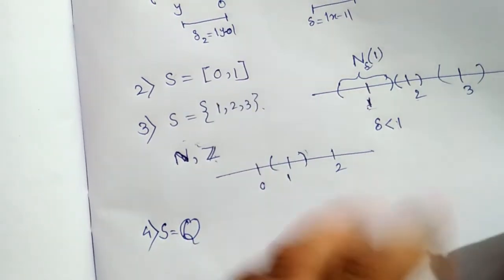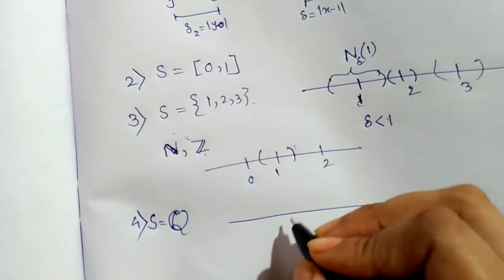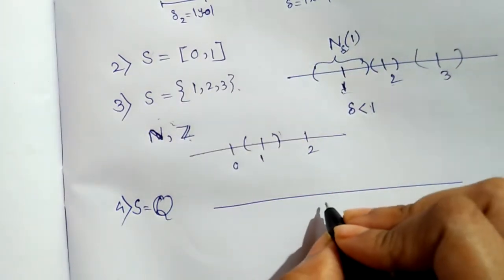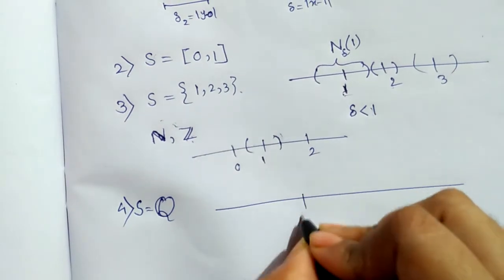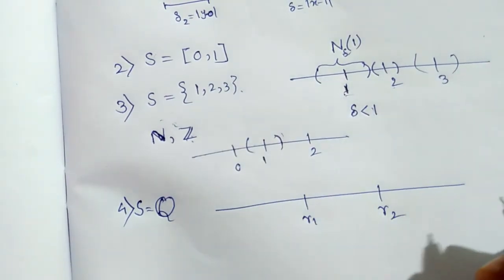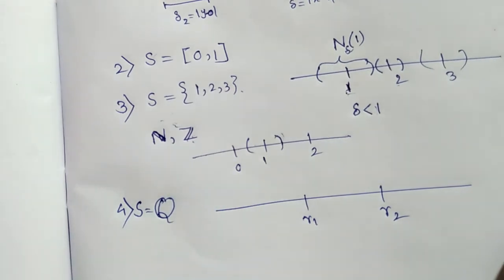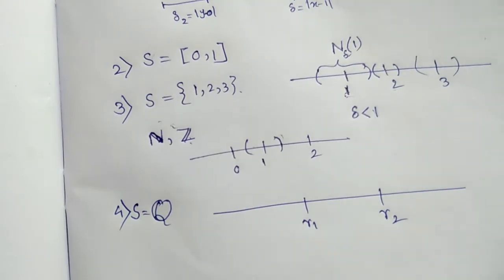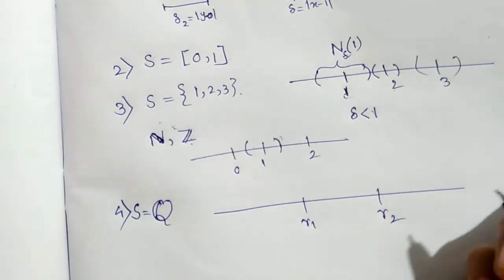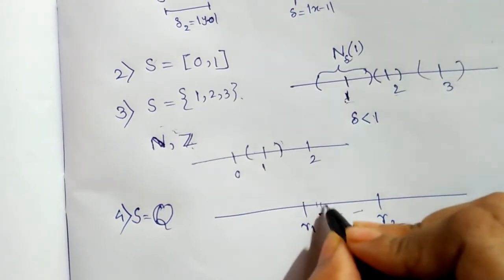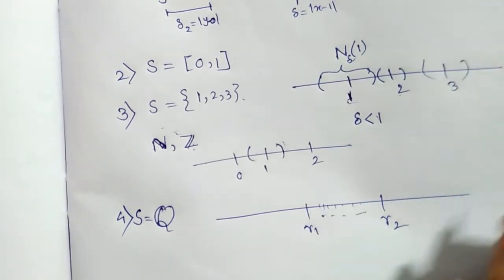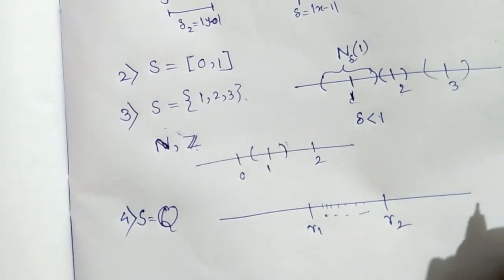Suppose S is this, then we know that if R1 and R2 are two distinct rational numbers, then they are also real numbers. So by the density property of R, between two distinct real numbers there are infinitely many rational numbers as well as infinitely many irrational numbers, right? So there are infinitely many rationals as well as irrational numbers.